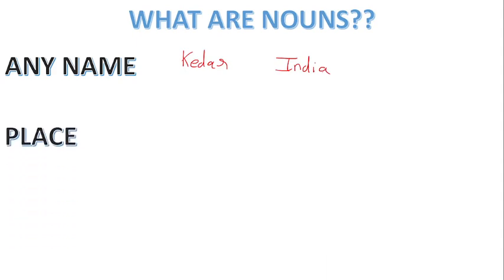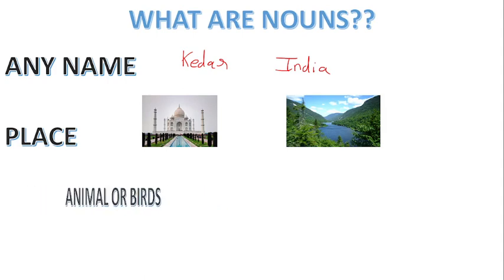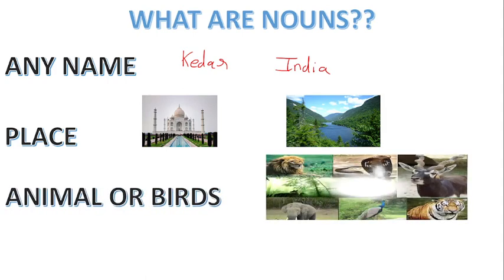Then there comes place. Okay, as you can see in the picture, it is the Taj Mahal. It is one of the 7 wonders of the world. Okay, so it itself is a noun. Then you can see a beautiful scenery in front of you. That again is a place. So it also constitutes a noun. Other than that, if you come across any animal or birds, that also forms a part of noun.